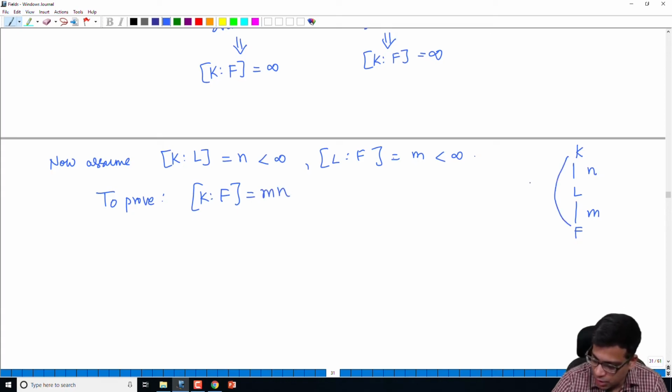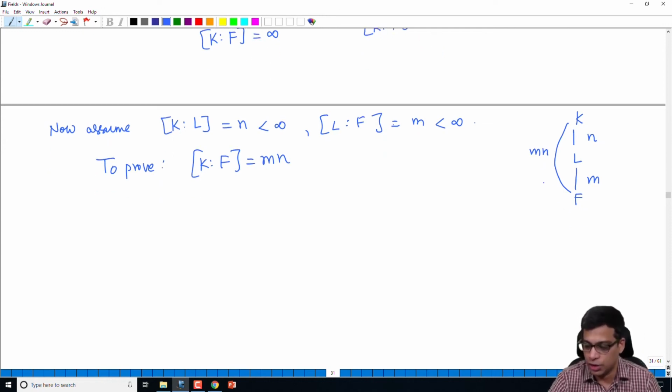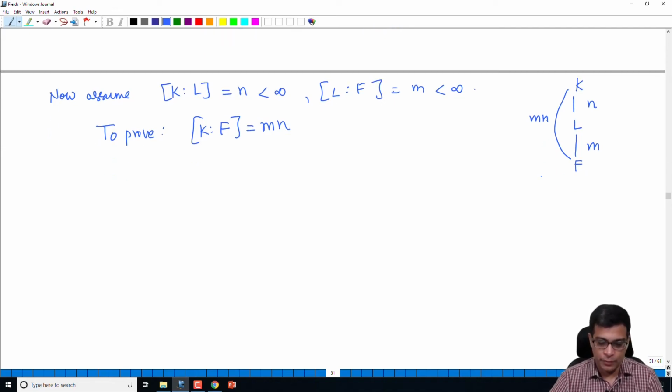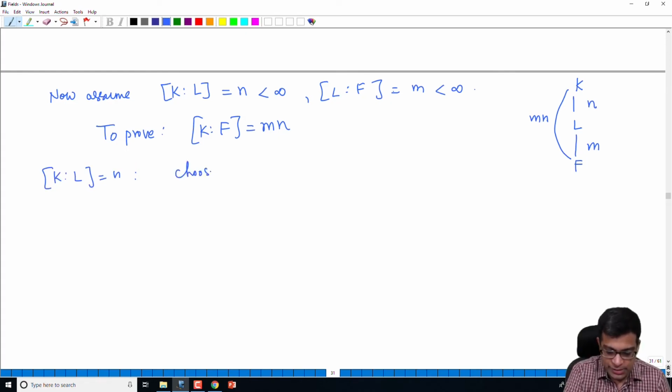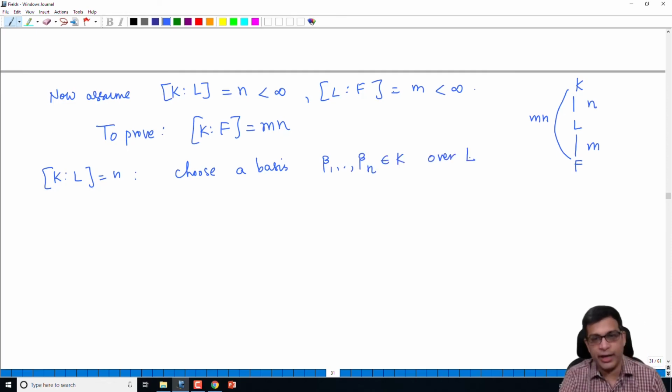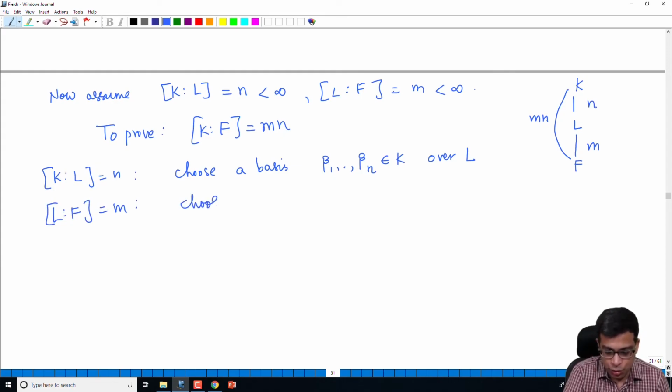Okay, this is actually a very simple but very useful observation that we constantly use in the rest of the field theory course or any problems that you solve in field theory. This is a very important observation. Okay, so this is, as I said, not difficult at all. So what do we do? Since K colon L is equal to n, choose a basis which I will call beta 1 through beta n over L. So K as an L vector space has dimension n, so I can choose n vectors which form a basis.